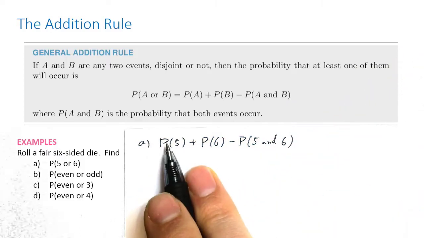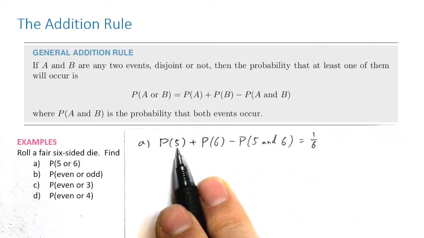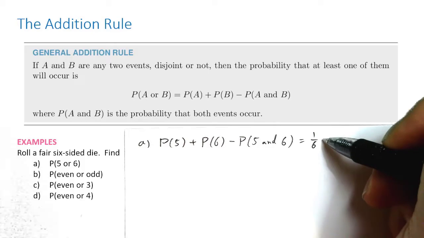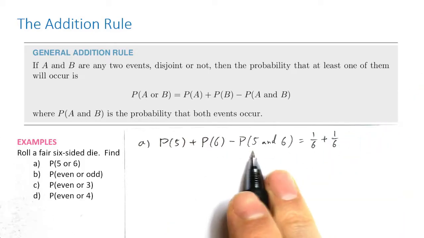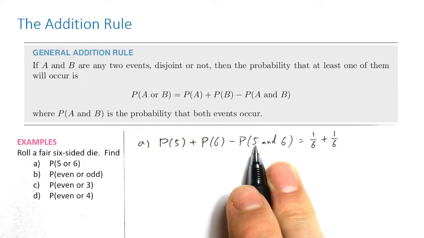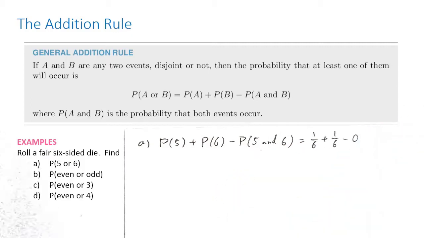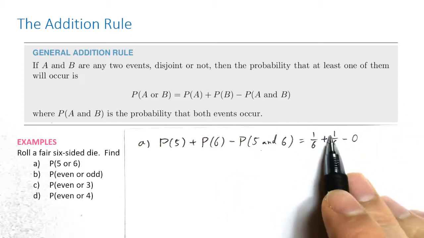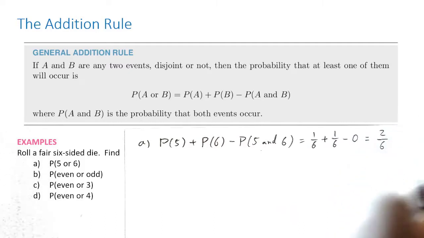Well, what's the probability of getting a 5? It's 1 out of 6. It's one possibility out of 6 possible, equally likely outcomes. What's the probability of rolling a 6? Also 1 out of 6. What's the probability of getting a 5 and a 6? Well, if you roll a die, you can't get two numbers. You can only get one, so this is impossible. So actually that is 0. 1/6 plus 1/6, that is 2/6, or you could simplify that to 1/3. So that is the probability using the addition rule.